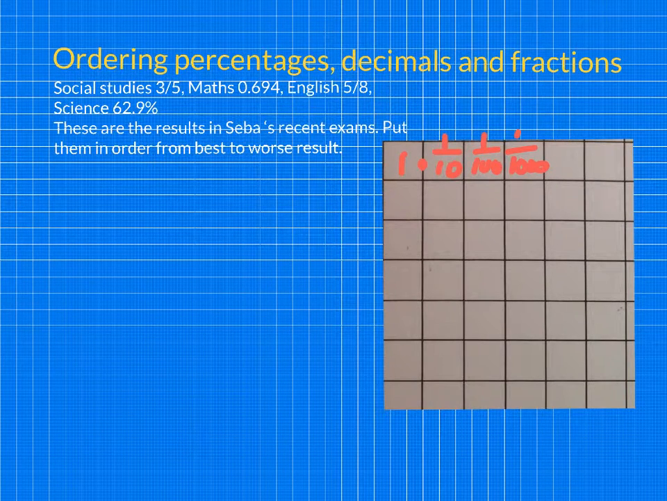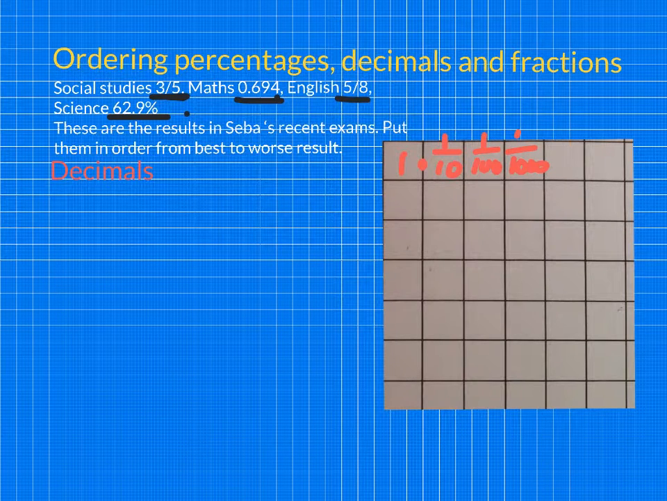So in social studies they got 3 out of 5 correct. In maths they got 0.694. In English they got 5 questions right out of 8. And in science they got 62.9%. So what we need to do is to change them to the same format, because some are fractions, some are decimals and some are percentages.